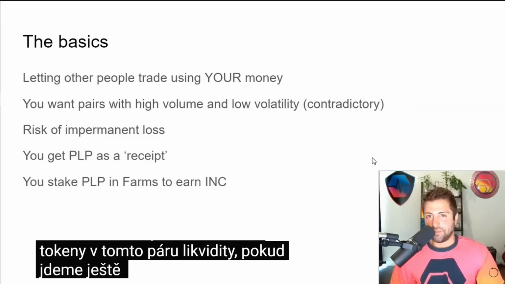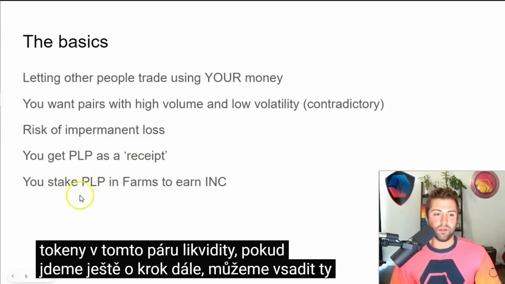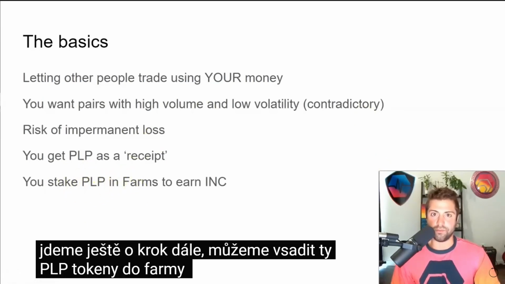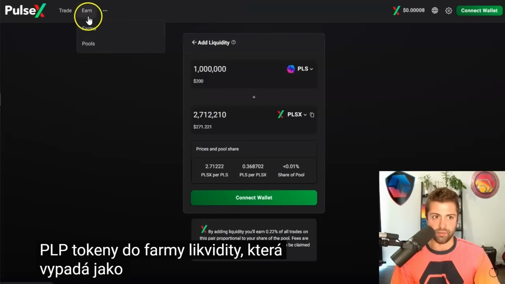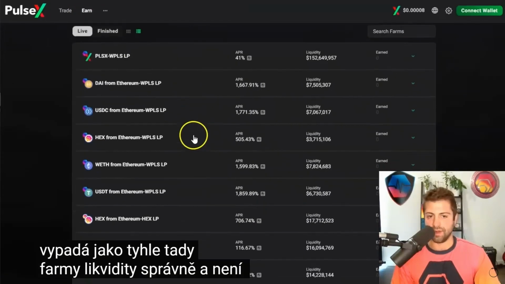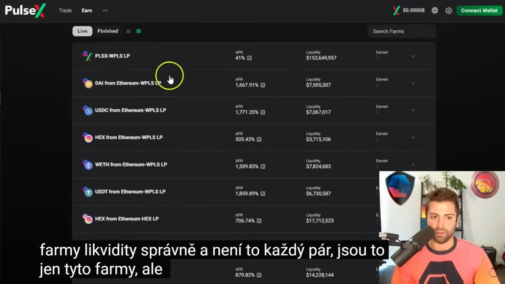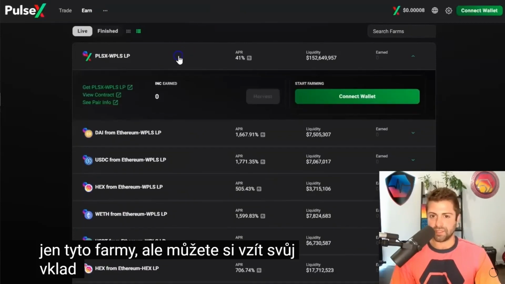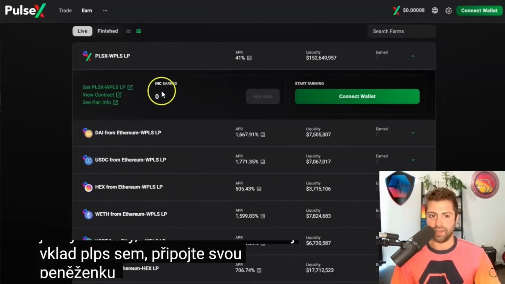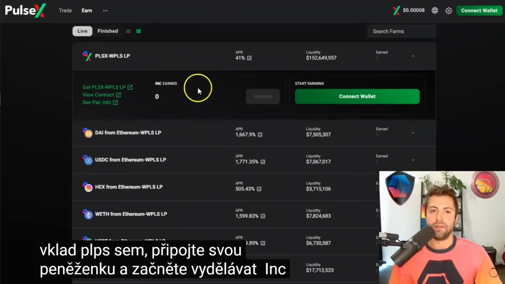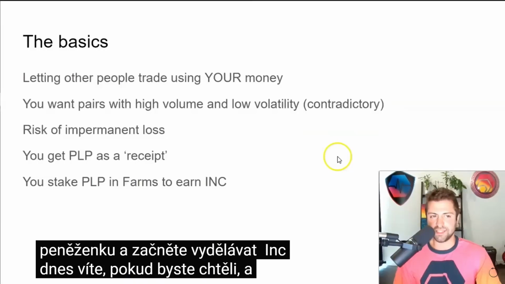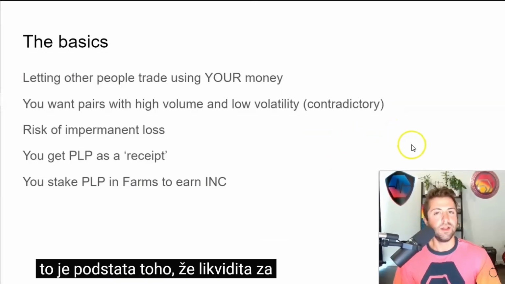Now, if we go one step farther, we can stake those PLP tokens in liquidity farms. Again, that looks like these over here, the liquidity farms, right? And it's not every pair, it's only these farms. But you can take your PLPs, stake them in here, connect your wallet, and start earning INC today if you wanted to. And that's the gist of it. That's liquidity providing. Those are the risks.